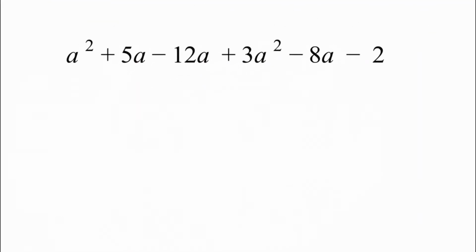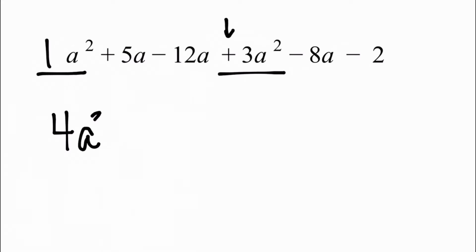Okay, so now that you got a chance to work that out, let's take a look at how to solve it. So we're looking for the ones that have the square. So a squared and a squared. That has a plus in front of it. So this is 1 plus 3. That's 4a squared. So far, so good.